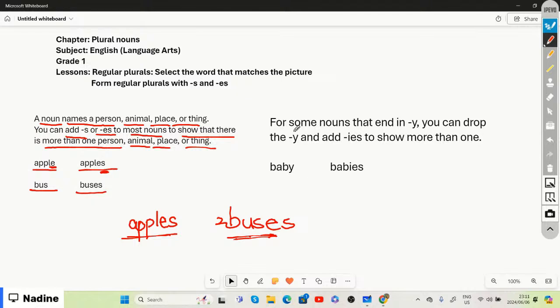But now we also have some nouns that end in Y. So if there's a word that ends in Y, like for example, baby. If a noun ends in Y, like baby, right?